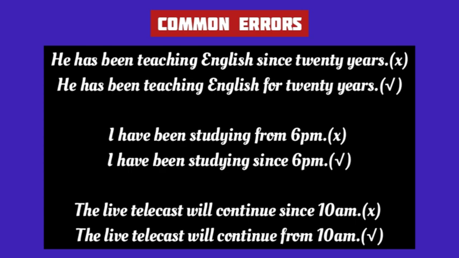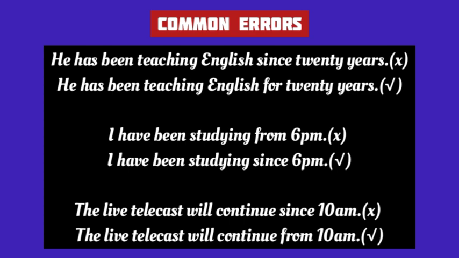In the sentence I have been studying from 6 pm, from has been used with present perfect continuous tense. It's incorrect because we know that the preposition of time from is used only in non-perfect tenses. So here instead of from we should use since to indicate the starting point of time in the present perfect continuous tense.